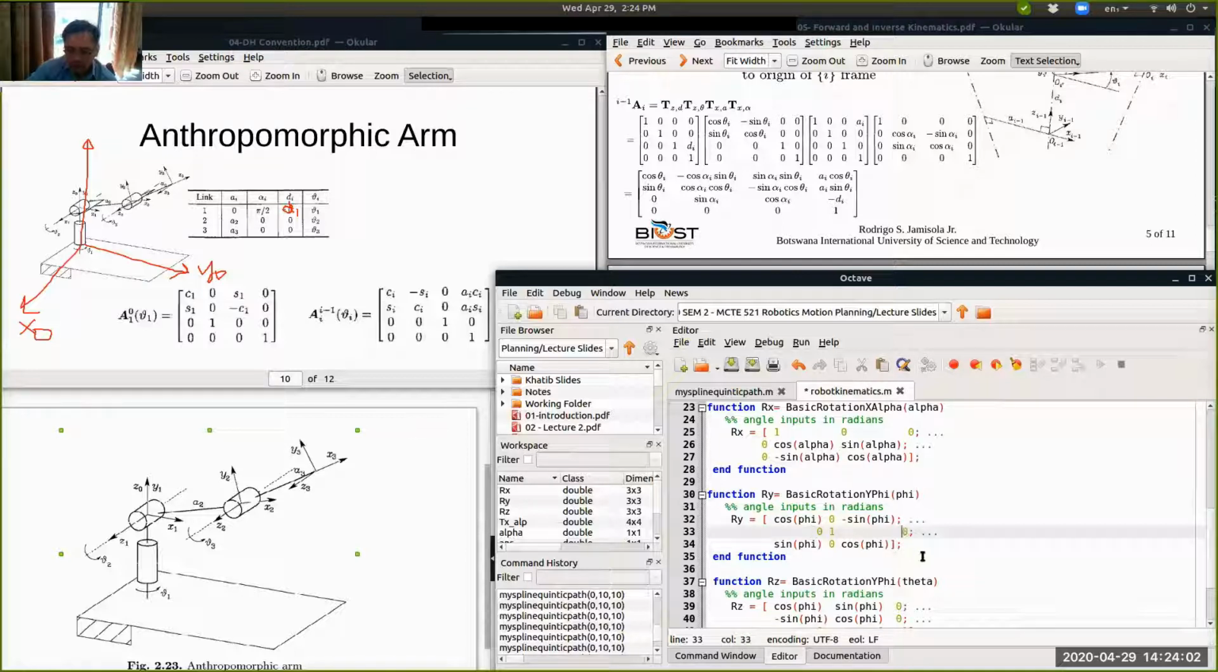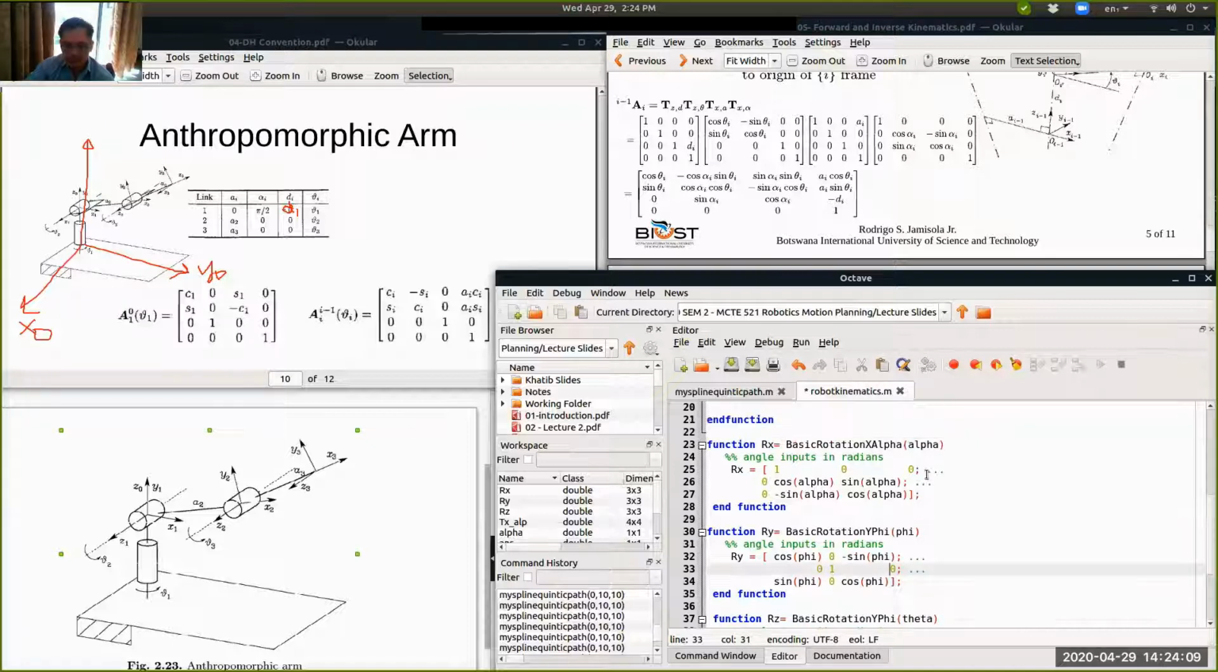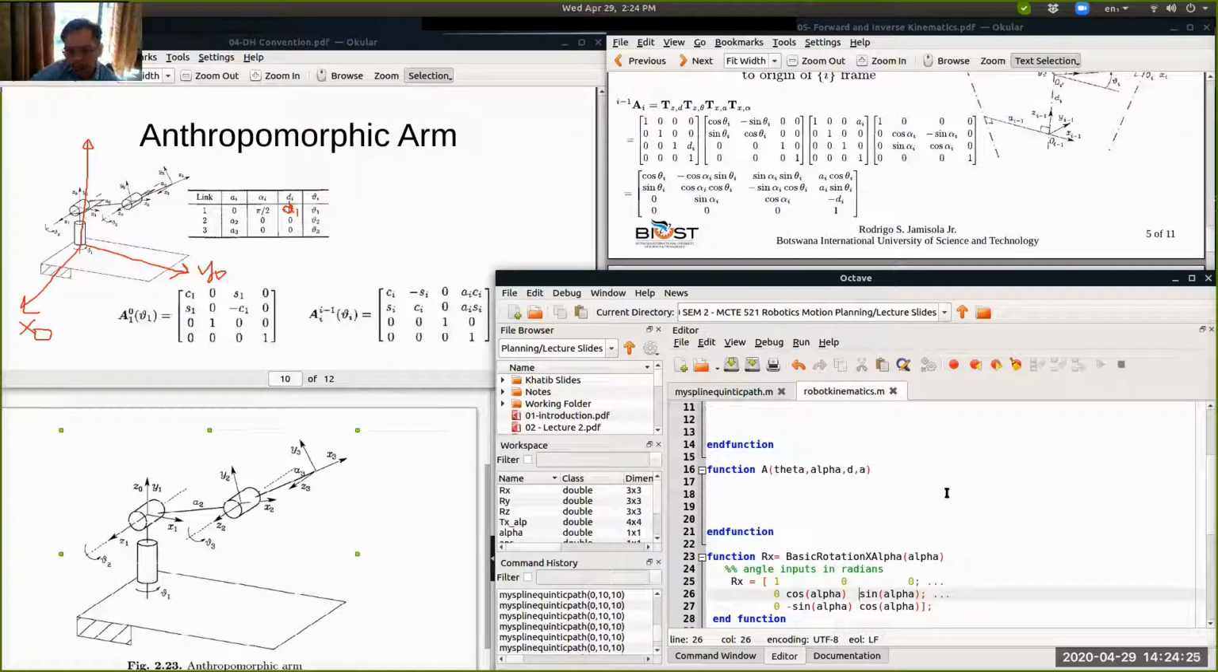Okay, so that's a cross because it's around y, and then cosine, cosine, minus sine and sine, that's phi, and then x alpha, so you have alpha about x, so it will be 1, 1, 0, 0, and here is 0, cosine, cosine, and then sine positive, and then minus sine negative. Okay.